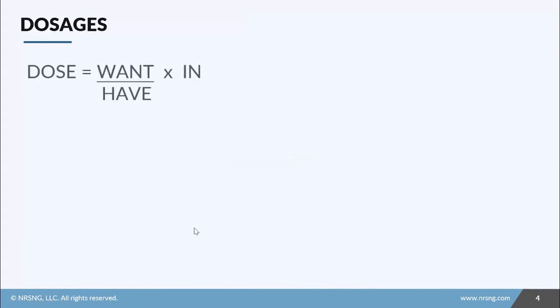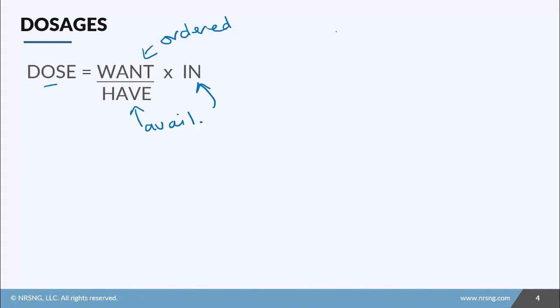Your first formula for dosages is this. The dose equals what you want, so that would be what's ordered, or the desired amount, over what you have, so that would be what's available, and then times what it's in. So what form does this drug come in?